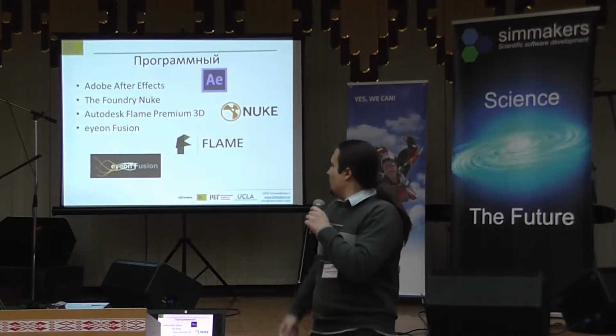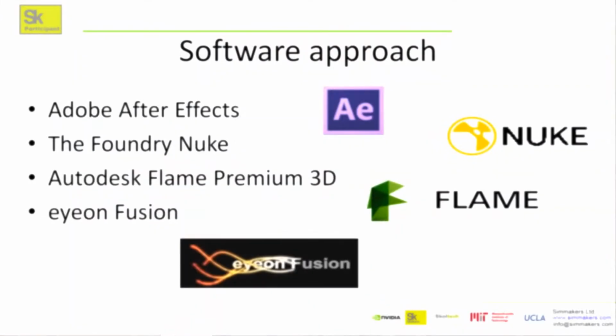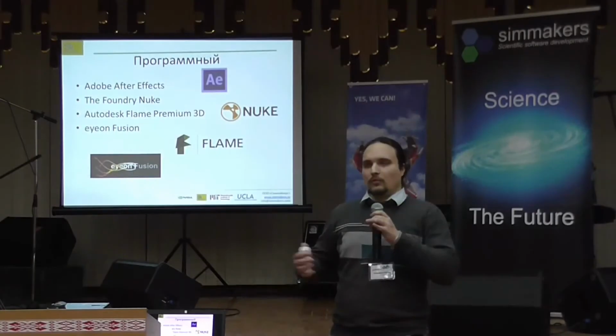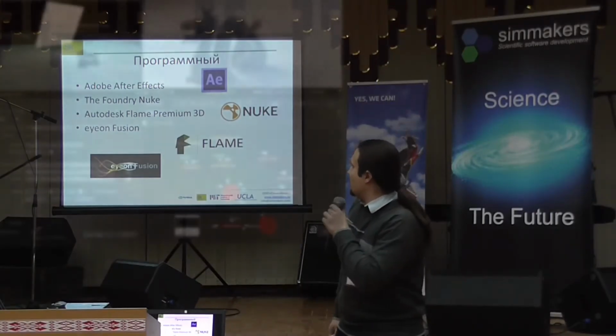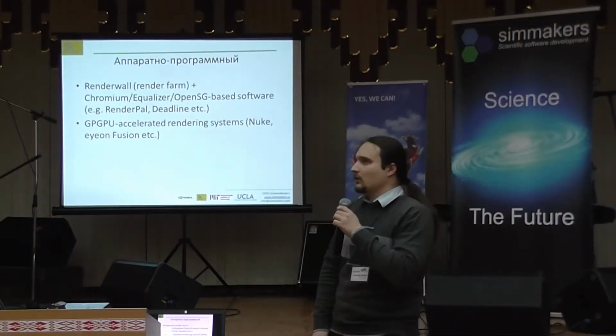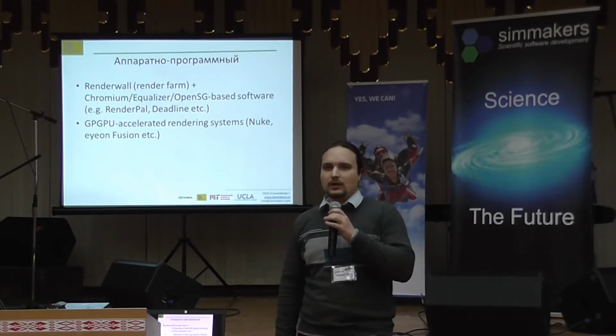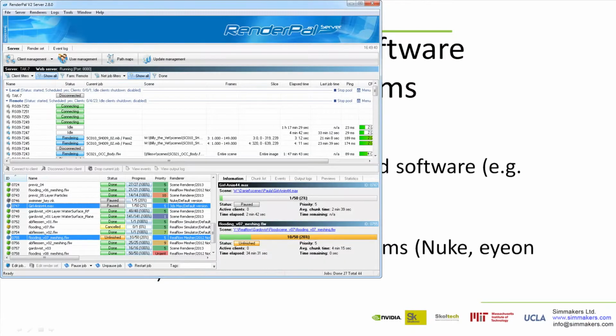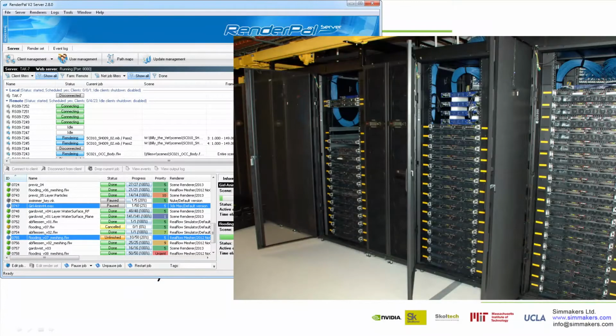As for the software approach, I would list, for example, Adobe After Effects or the Foundry Nuke. These programs are powerful enough to create special effects, such as chroma keying or the insertion of 3D objects. The Foundry Nuke is particularly powerful due to the fact that it supports both rendering and shading. Coupled systems are very serious solutions. For example, RenderWall integrated with rendering software and GPU acceleration. This is a very interesting, advanced, and highly demanding field of study.